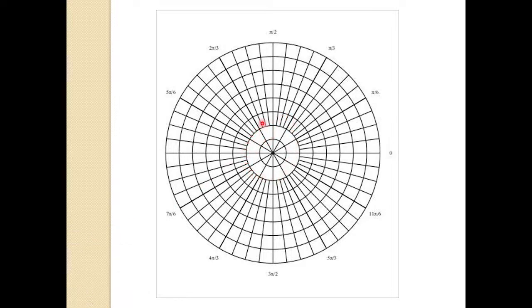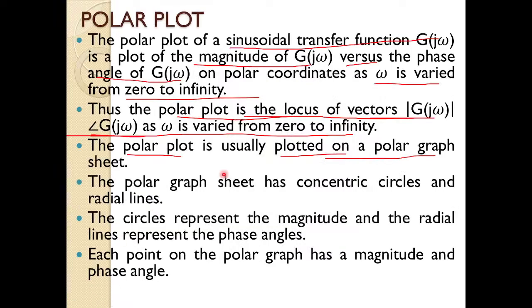So this is a circle. You can see a number of circles are there, and all the circles are cut by radial lines. These are all the radial lines. This graph is known as polar graph. So here the circles represent the magnitude.